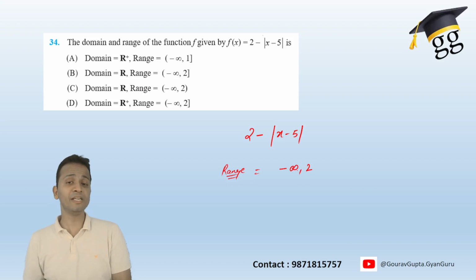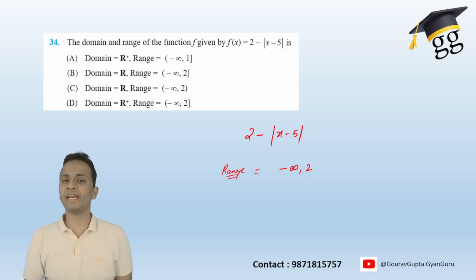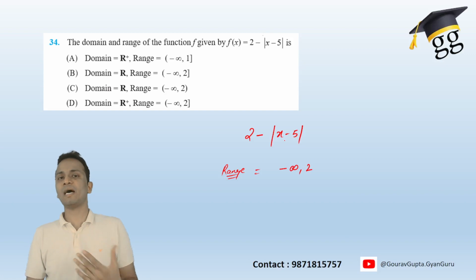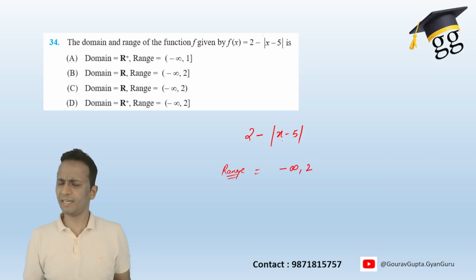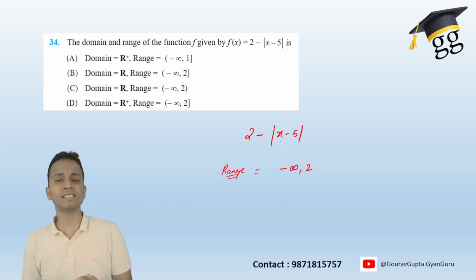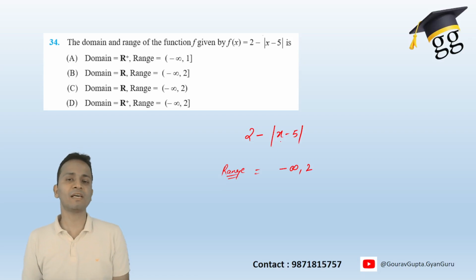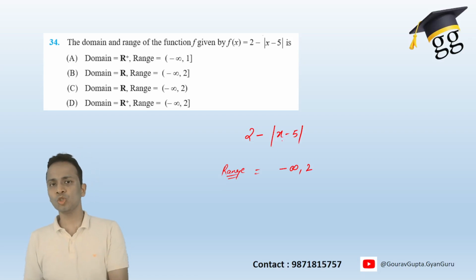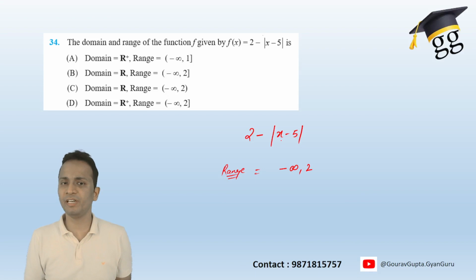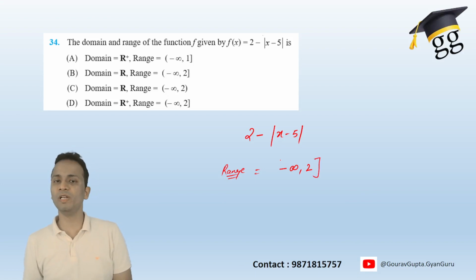Now 2, will it be included? So if modulus of x minus 5 is equal to 0, can modulus of x minus 5 be 0? It can, why not? At x equal to 5, if I put the value of x as 5, then modulus of x minus 5 will be equal to 0. 2 minus 0 is 2. So in the range, 2 will be included.